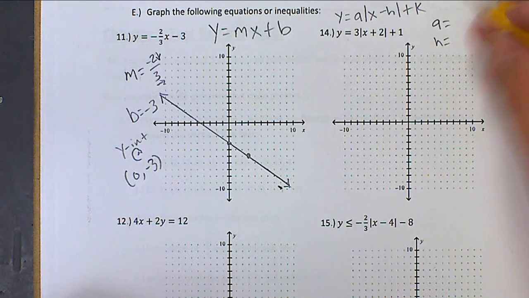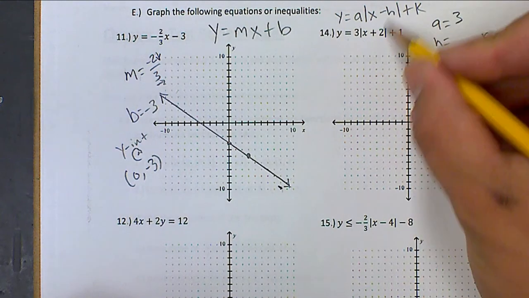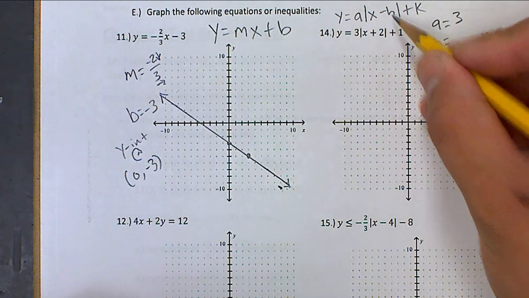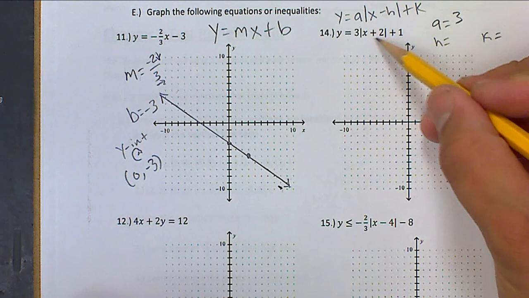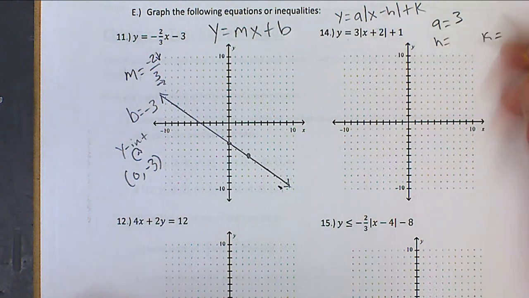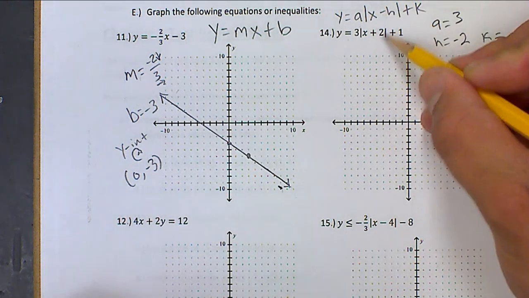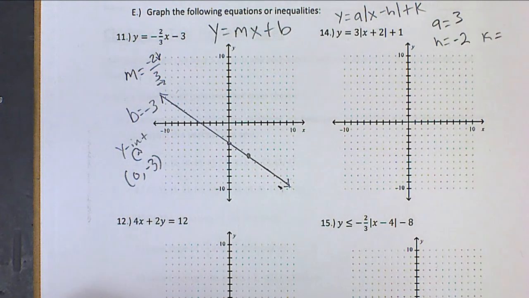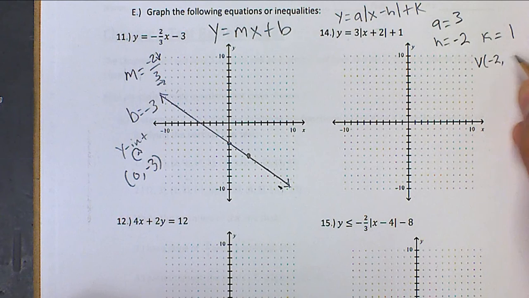A in this case is the number right in front of the absolute value bar, that's 3. H is the tricky one because of the negative sign in the form. Since this is positive 2 in the equation, the only way to get positive 2 by substituting in the form is using negative 2. I like to think of it as you just take the opposite for h, so negative 2 is h, and then k, the term at the end, is 1. Next thing you do is identify the vertex. The vertex is always at h, k, therefore the vertex is at negative 2, 1.